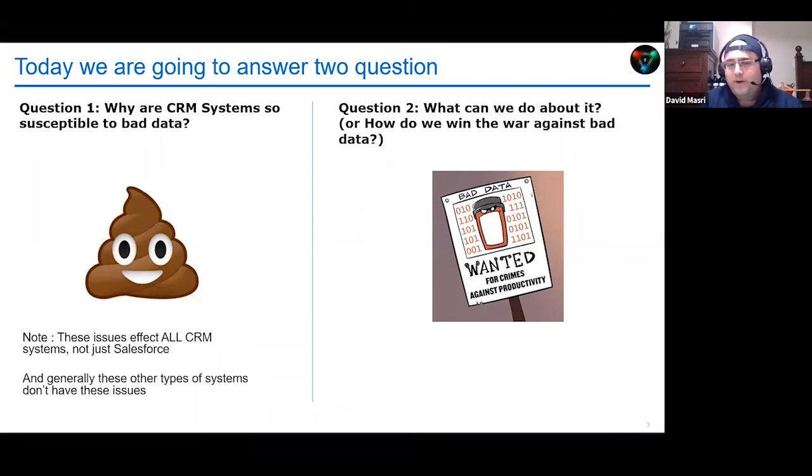And then we'll do some comparing, like why other systems don't suffer those same problems, why this is more of a CRM system issue. And then once we know the core reasons behind why CRM systems are so susceptible to bad data, we'll talk about some strategies to deal with those issues, right? And so essentially, what can we do about it?